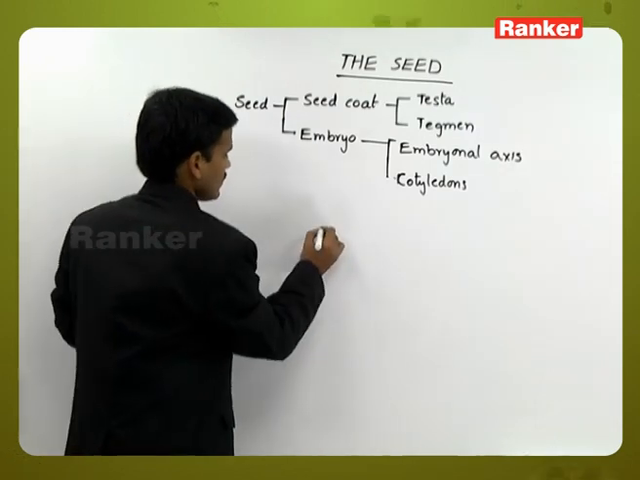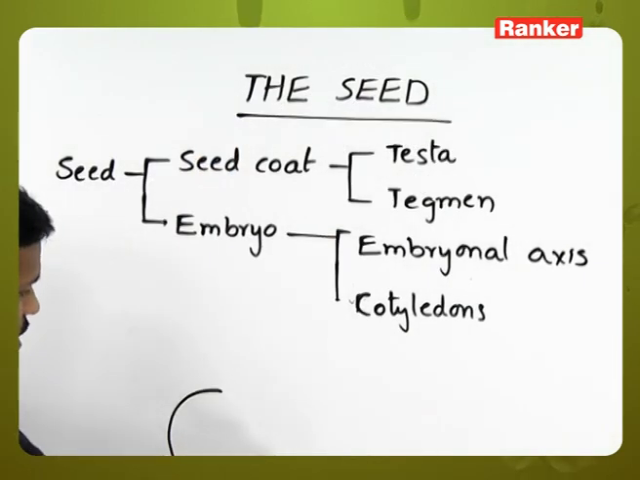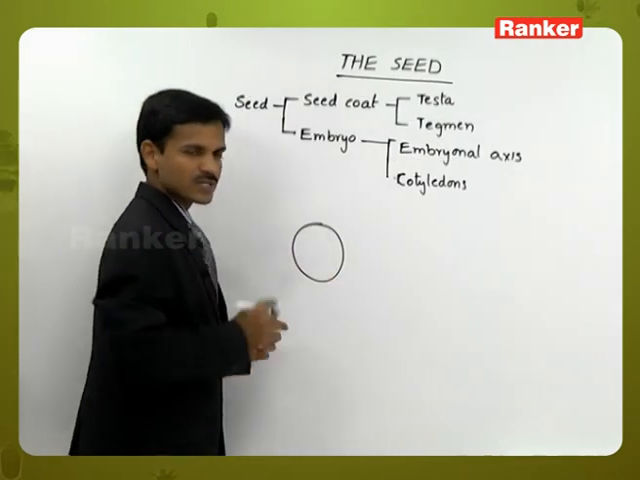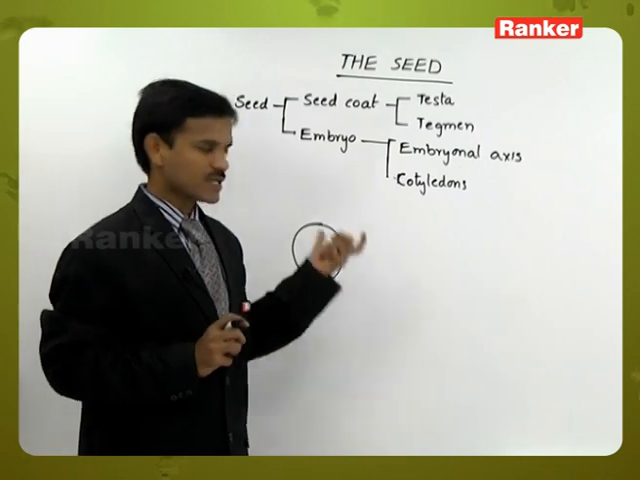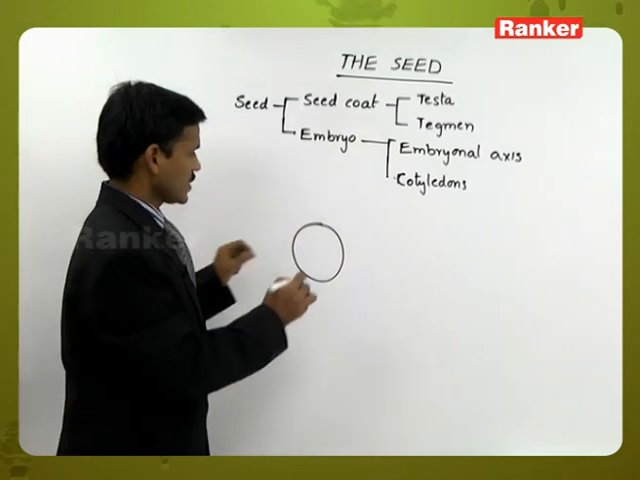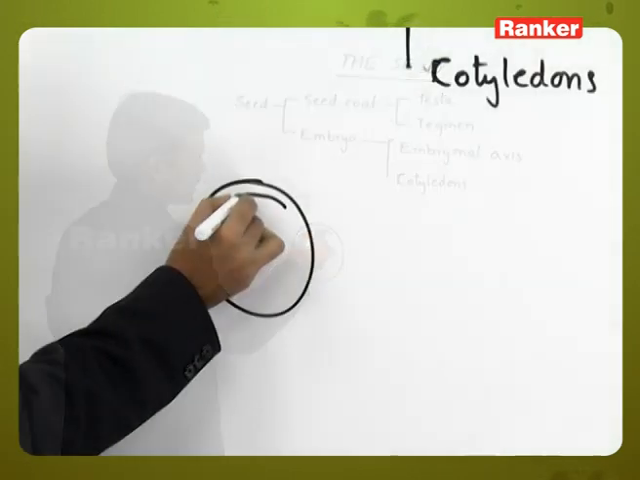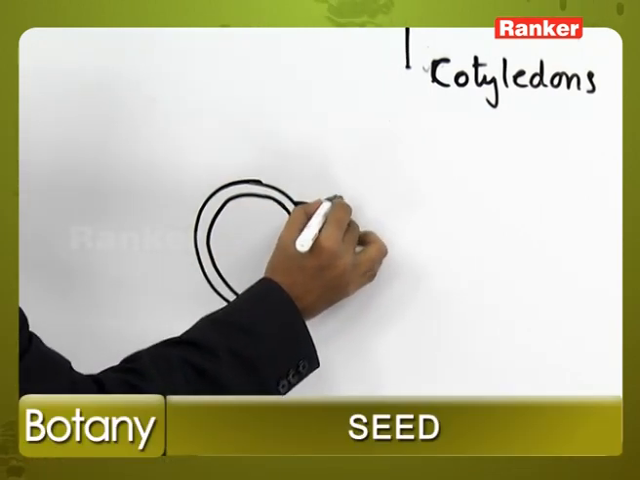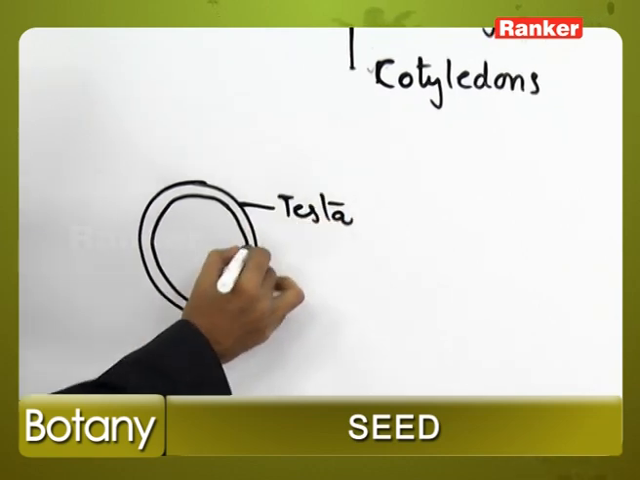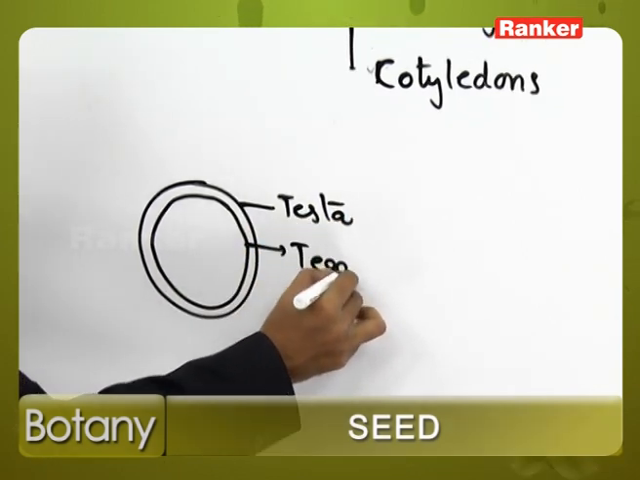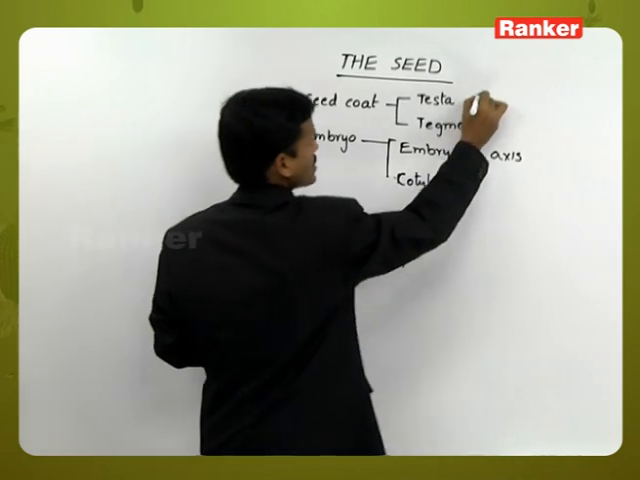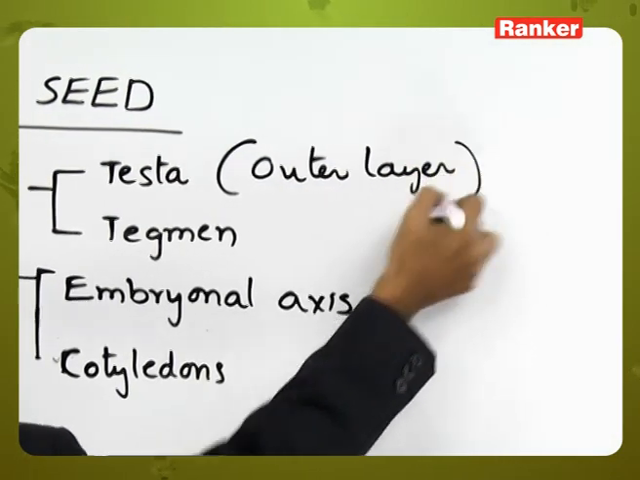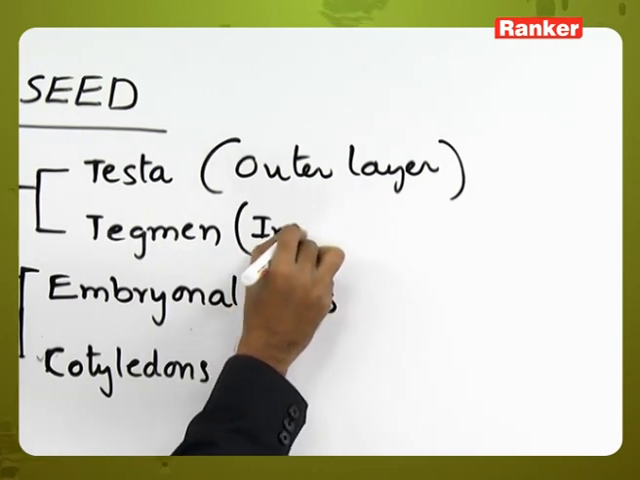Here it is the seed, and the seed is having the seed coat. Sometimes it is hard, sometimes it is very thin, and having two layers, outer layer and inner layer. Outer layer is called as testa and inner layer is called as tegmen. Testa is outer layer, and tegmen is inner layer.